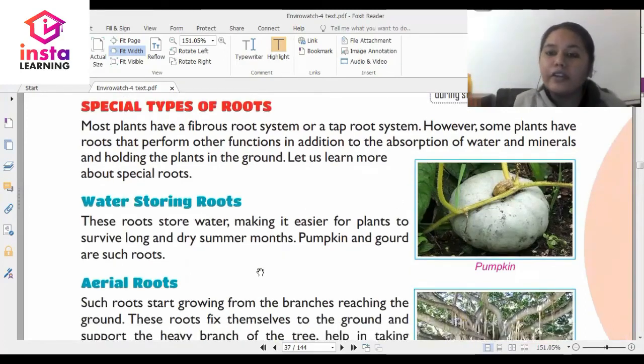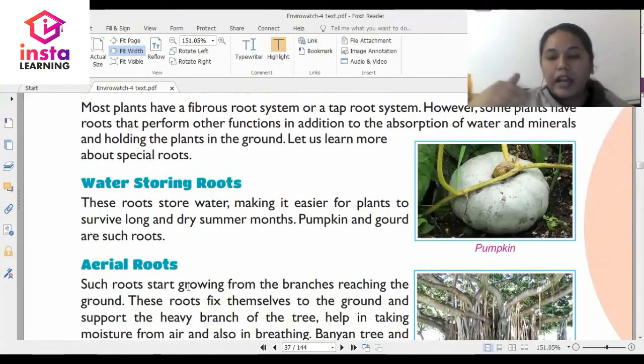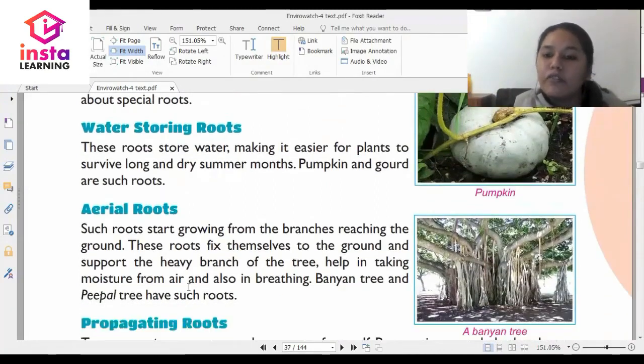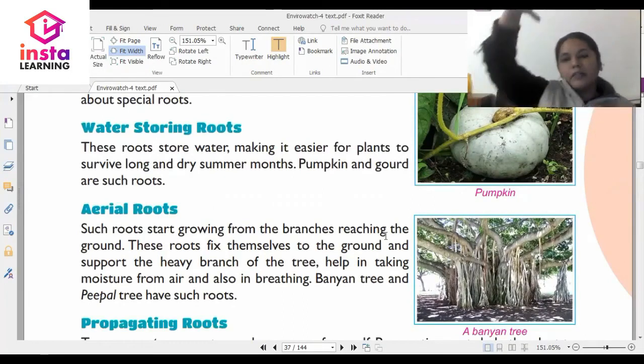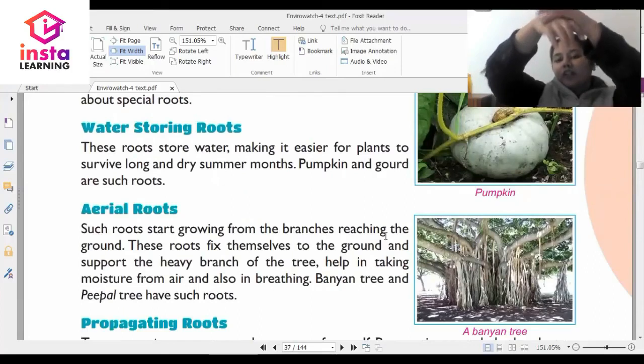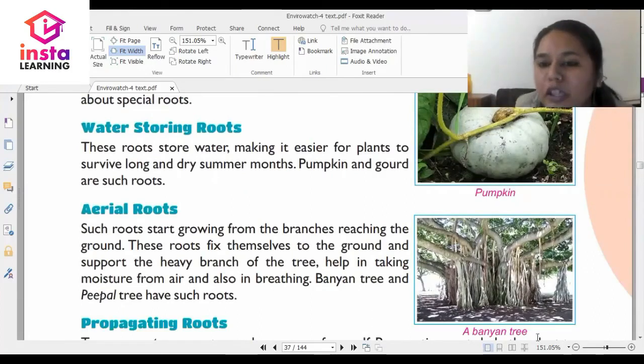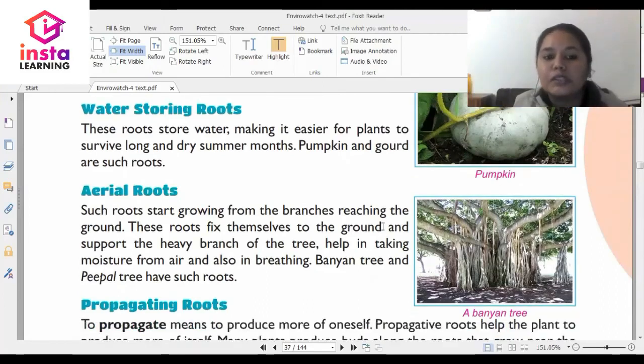Then you have aerial roots. What is the meaning of the word aerial? Something related to sky. Something which is above, at a very high level. So from the photograph itself, you can see such roots start growing from the branches reaching the ground. So aerial means something which is above, high above. So these roots come from above and they are attached to the branches. So a banyan tree is a typical example of aerial roots.